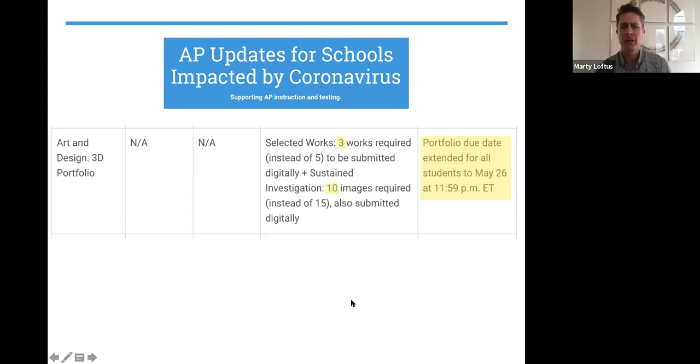And then for your sustained investigation, which we're going to be delving into a little bit more today, again, originally that was 15 images. Now it's going to be only 10 that you're going to be submitting. Once again, you're submitting everything digitally, nothing in person.